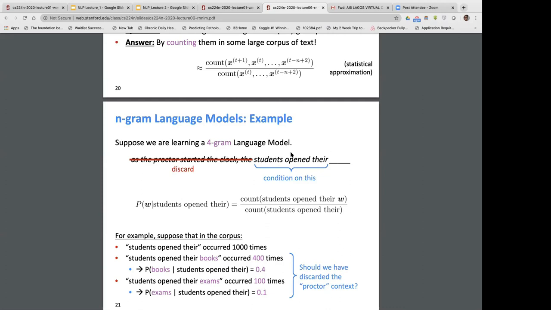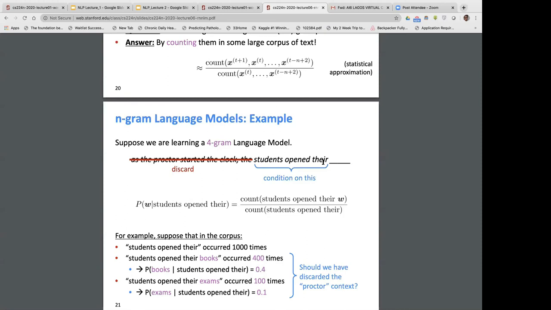So what do we do? You look at your data and obtain the counts. Obviously, "students opened their" would have happened different times in your corpus. Let's say in your first line you have "students opened their books", in your 100th line "students opened their minds", and in your 5th line "students opened their" something else. So you check the number of times that "students opened their" occurs with a particular word. Let's say "students opened their books" occurred 400 times, and "students opened their minds" occurred 200 times. You collect these individual counts.